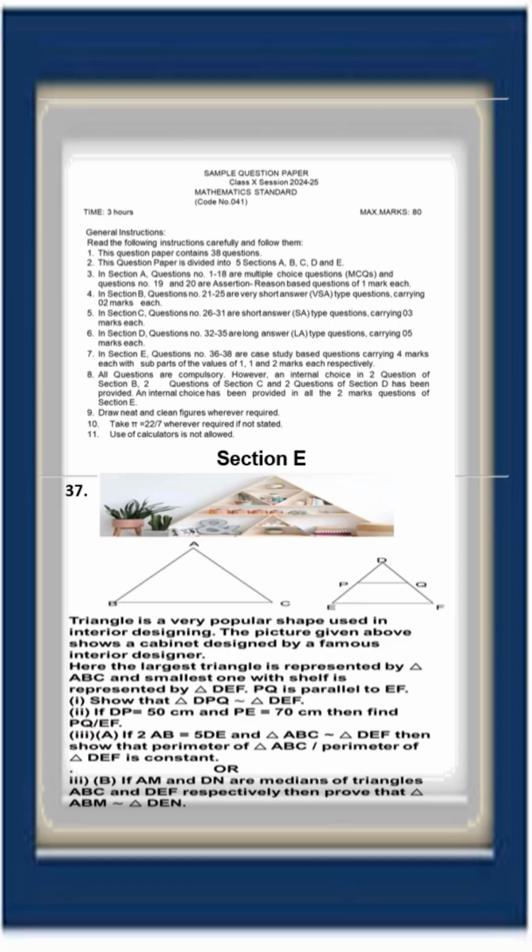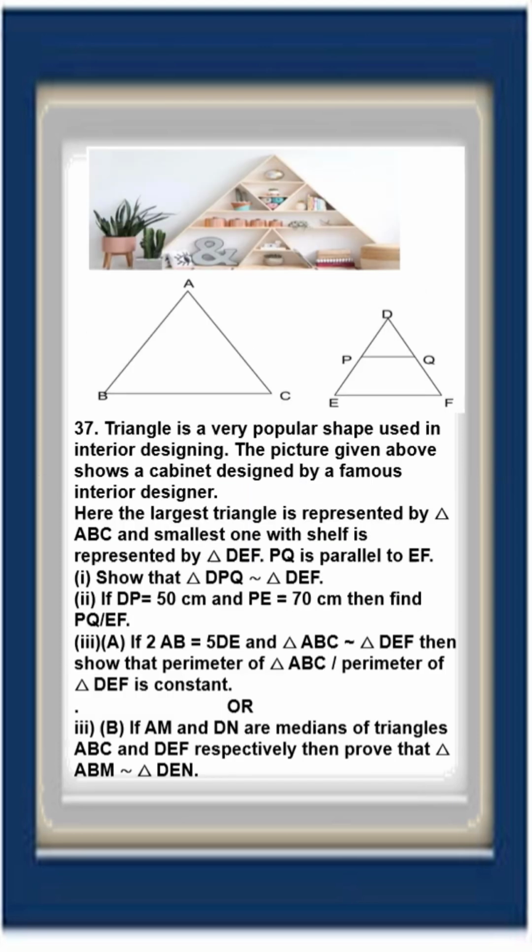Now let us solve the question number 37 from section E. The question is, triangle is very popular shape used in interior designing. The picture given above shows the cabinet designed by famous interior designer. Here the largest triangle is represented by triangle ABC and the smallest one with shelf is represented by triangle DEF.